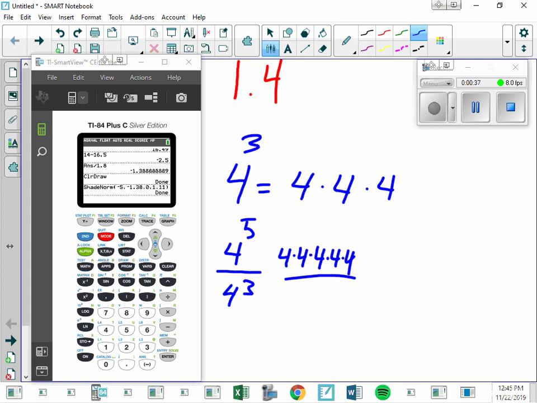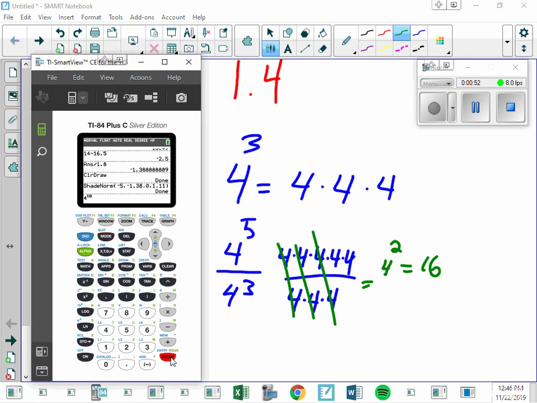So I have 5 4s on the top and 3 on the bottom. What's going to happen? And I'm left with 4 squared, which is 16. So instead of doing 4 to the fifth is 1024, and 4 to the third is 64, and then doing 1024 divided by 64 and getting 16, you can just simplify the exponents. Okay?